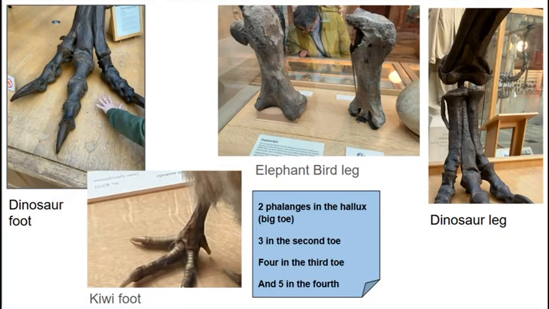Ratites retained many fundamental anatomical and functional foot traits from their theropod ancestors. This can be seen by the joint articulations and morphology of the hind limbs. Both groups show the same pedal, which is the foot, phalangeal formula of 2, 3, 4, 5. This means 2 phalanges in the hallux, which is the big toe, 3 in the second toe, 4 in the third toe, and 5 in the fourth.